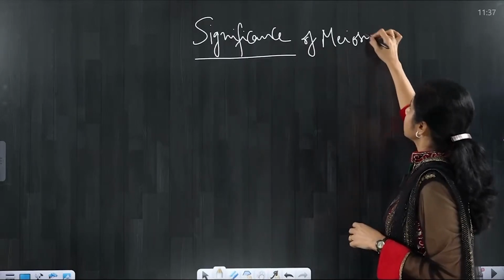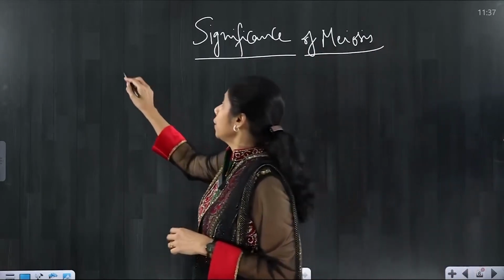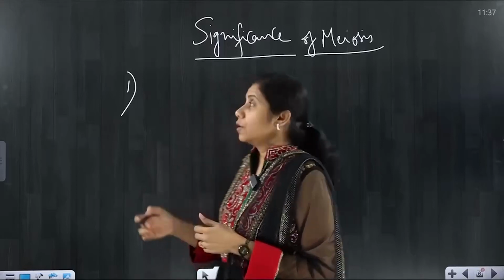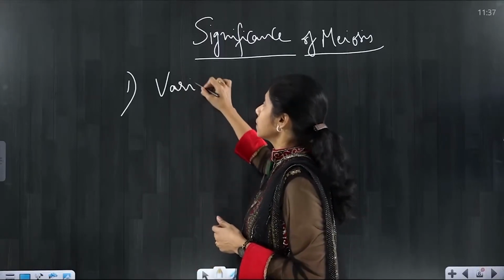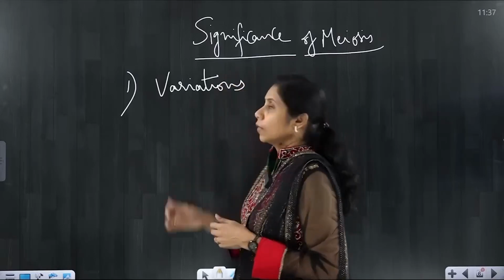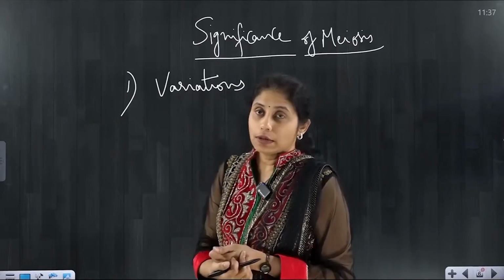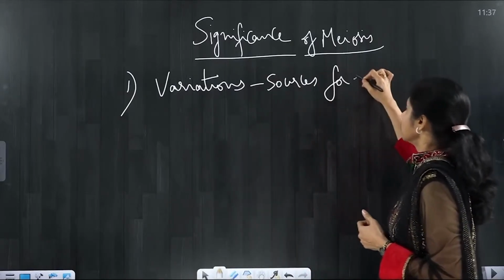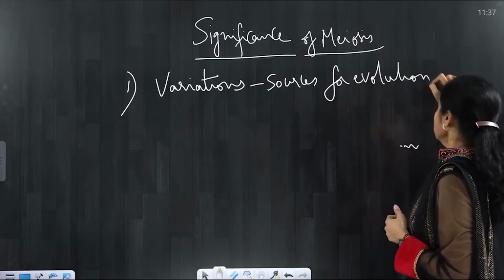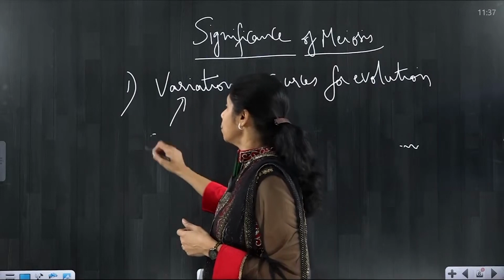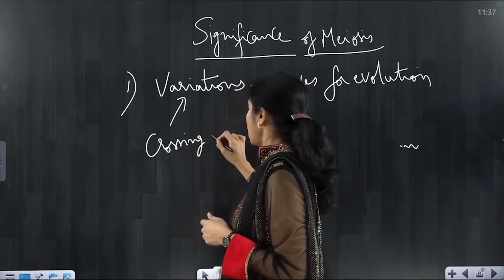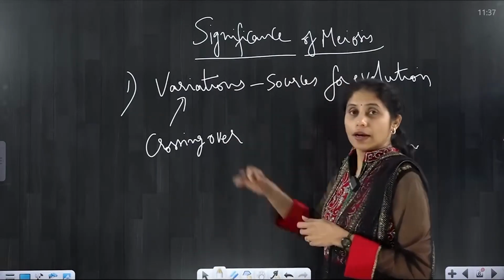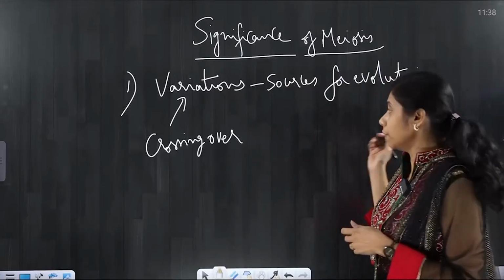Significance of meiosis. The first point in the significance is that crossing over is happening, exchange of genetic material. So that crossing over will lead to variations. Variations means differences among the individuals. So those variations are the source for evolution. These variations are due to crossing over and recombination. Crossing over will be causing the variations, and variations are the source for evolution.